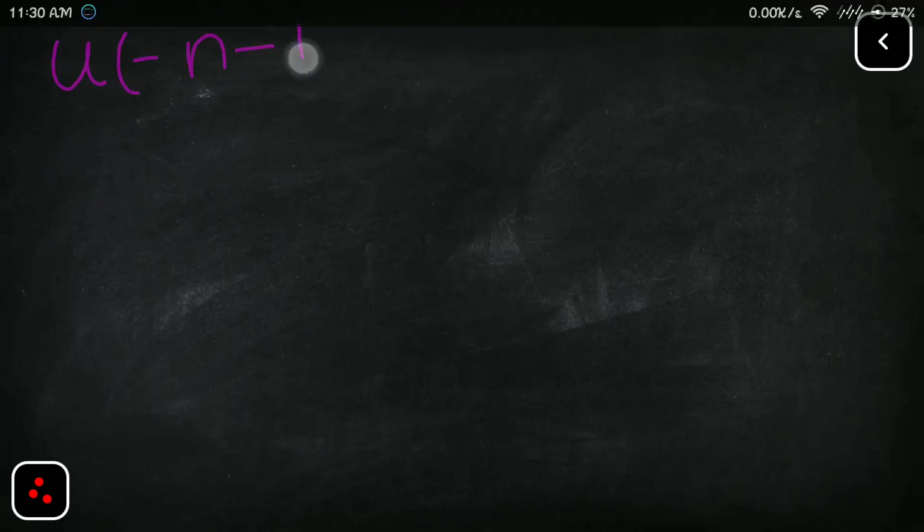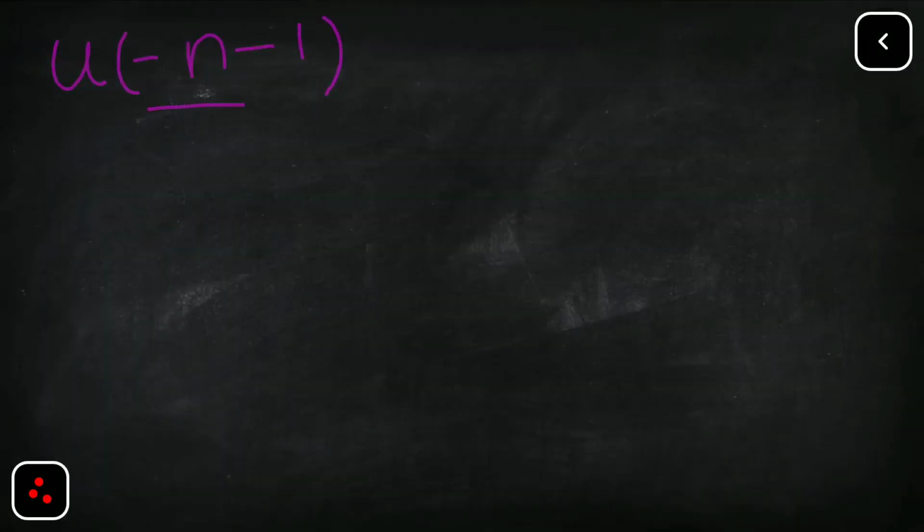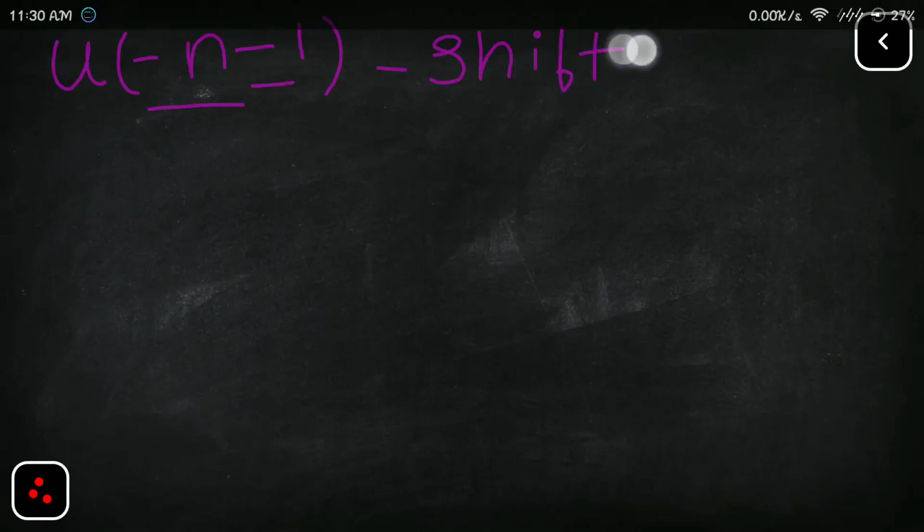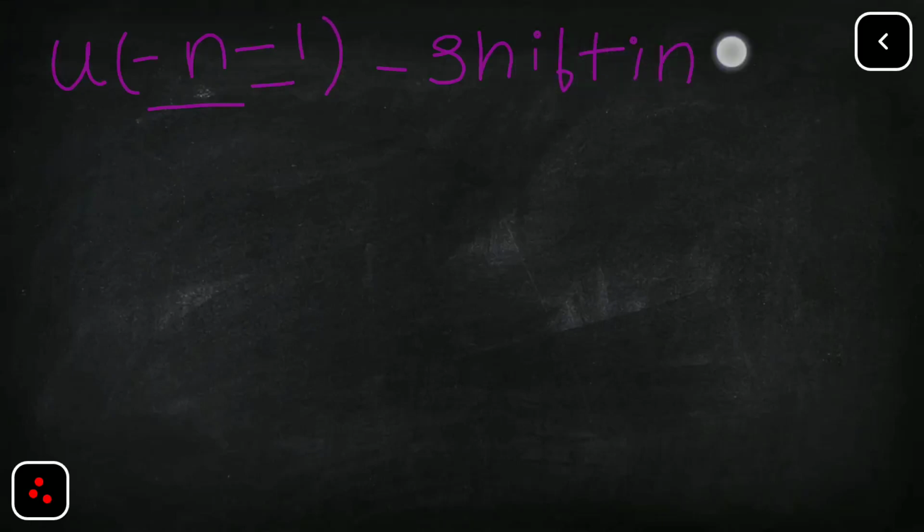So let me first consider my u of minus n minus 1. Many people do this: they take first the reflection and then the shifting. No, it is first the shifting and then the reflection. If you take reflection and then shifting, you get the wrong answer, and the limit you take is wrong, right? So you have to take first the shifting, then the reflection, right?